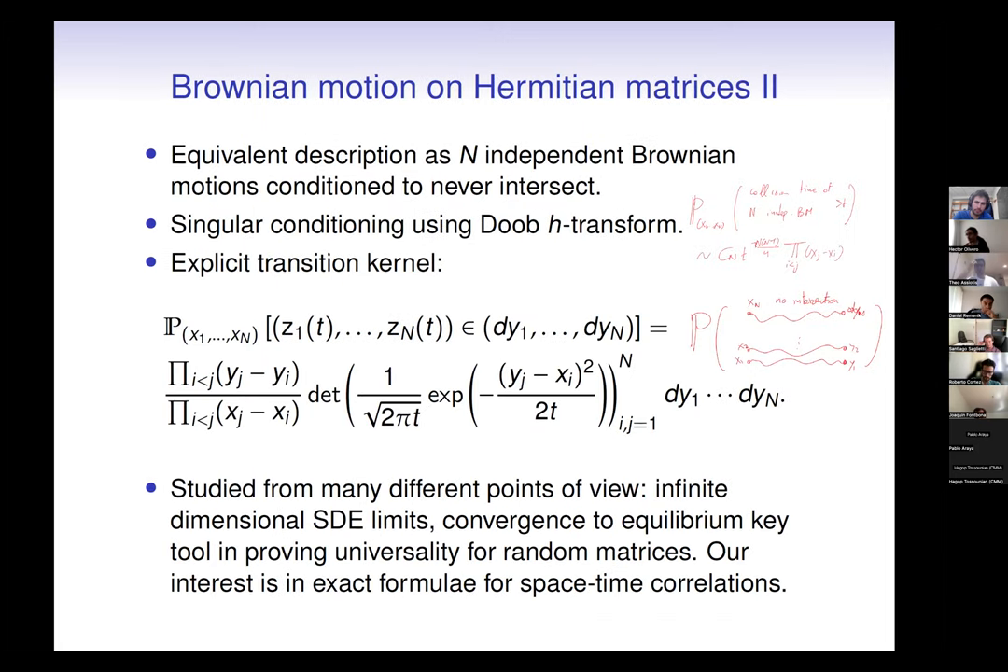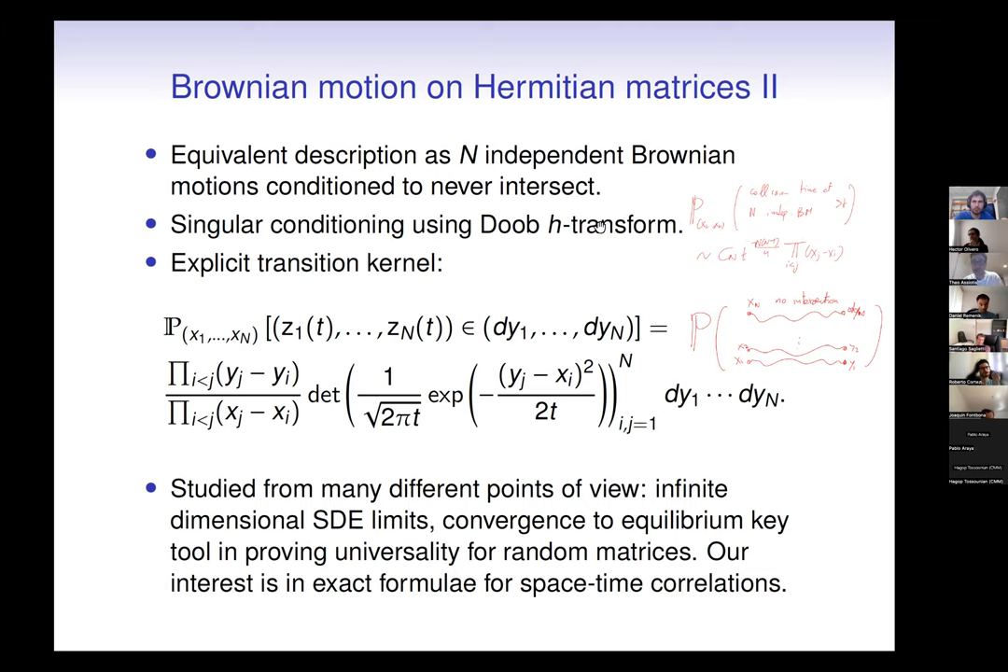There are also some other descriptions that are closer to the things I'm interested in. The other equivalent description is the following. You take n independent Brownian motions starting from locations x1, x2, up to xn. I always assume these locations are ordered, so x1 is less than x2, less than x3, up to less than xn. And then I condition these Brownian motions to never intersect. Of course, this is a kind of singular conditioning, because the probability that they never intersect is actually zero. If you look at just two independent Brownian motions starting from x1 and x2, the probability they never intersect is zero.